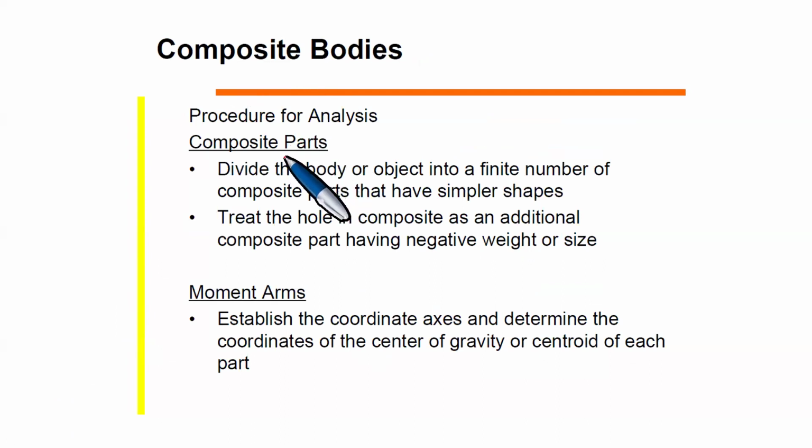Composite bodies, procedure for analysis: the composite parts. Divide the body or object into a finite number of composite parts that have simpler shapes. Treat the hole in the composite as an additional component but having negative weight or size. Moment arms: establish the coordinate axis and determine the coordinates of the center of gravity or centroid of each part.